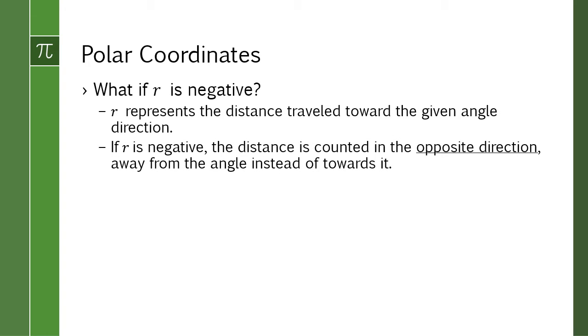And what if the radius is negative? Well, r represents the distance away from the origin. It's the distance traveled towards the given angle direction. So if r is negative, then the distance is going to be counted in the opposite direction. So you'd be going away from the given angle instead of towards it.